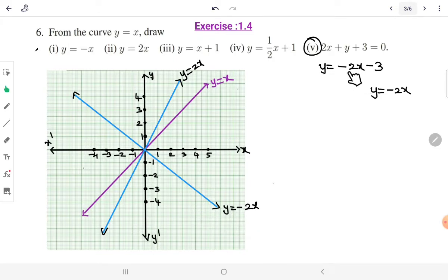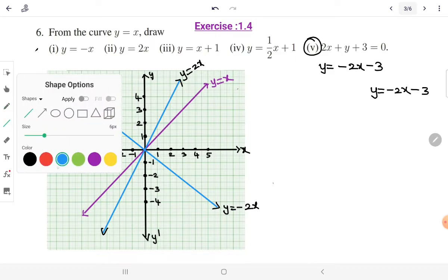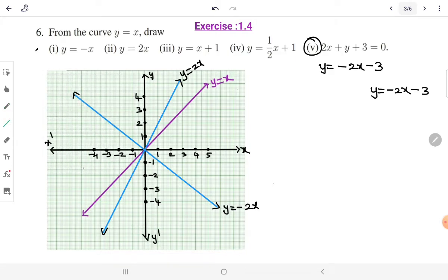Now to this y is equal to minus 2x, again what should we do? We should do minus 3. Before, the graph was this graph, y is equal to minus 2x. Now since it was minus 3, the graph will shift 3 units down. This is 1 unit, 2 units, 3 units. So the graph should go down 3 units because of minus 3. Clear now, children? So this red color graph is your final answer. That is y is equal to minus 2x minus 3, or you can also write this as 2x plus y plus 3 is equal to 0. So the red color graph is your main graph.